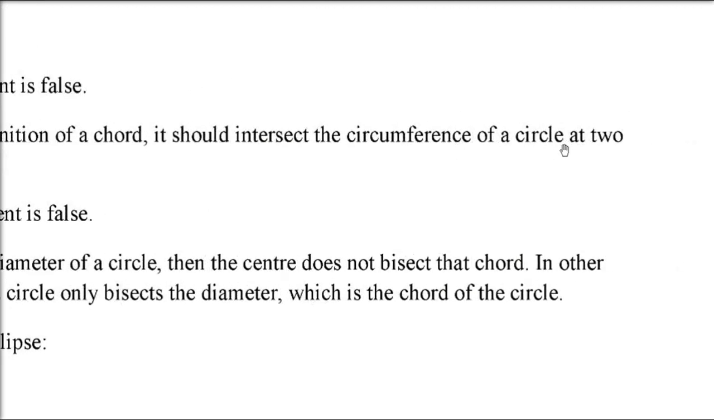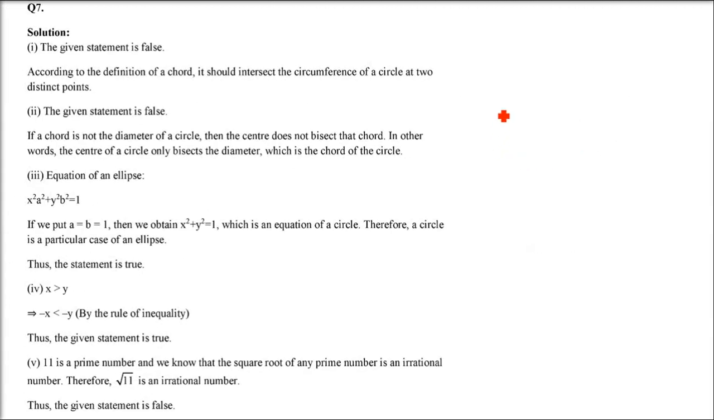The definition of a chord is that it has to intersect 2 distinct points of a circle. So this is false. A radius doesn't do that.